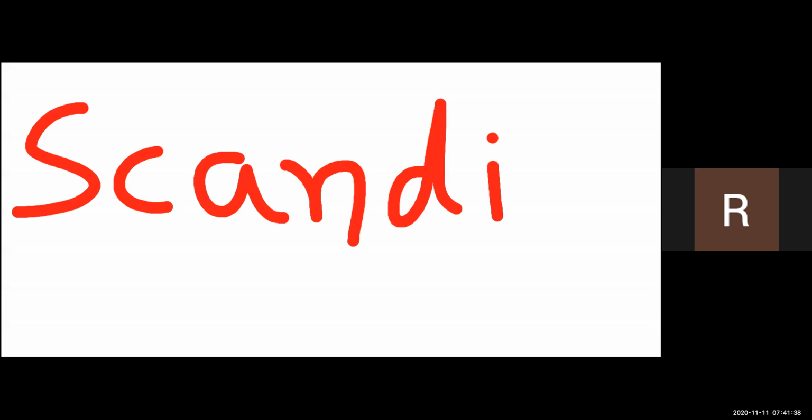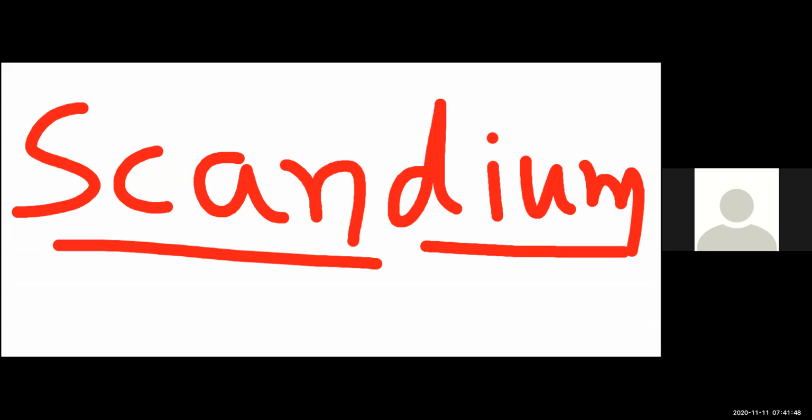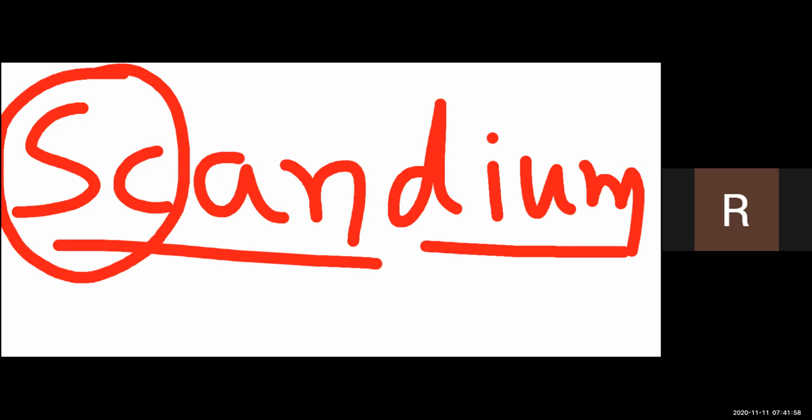See, every element is useful to us, students. Next element is scandium, S-C-A-N-D-I-U-M, scandium. These first two letters are taken as the symbol for scandium.